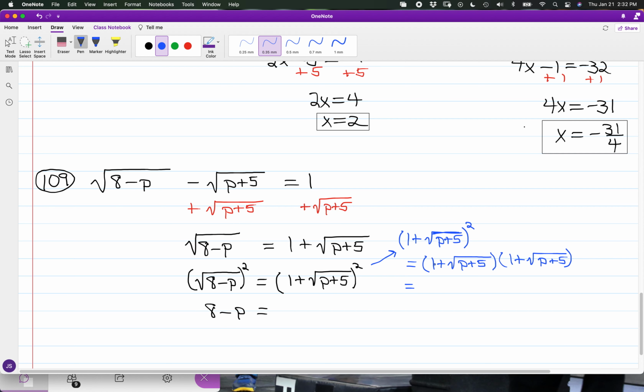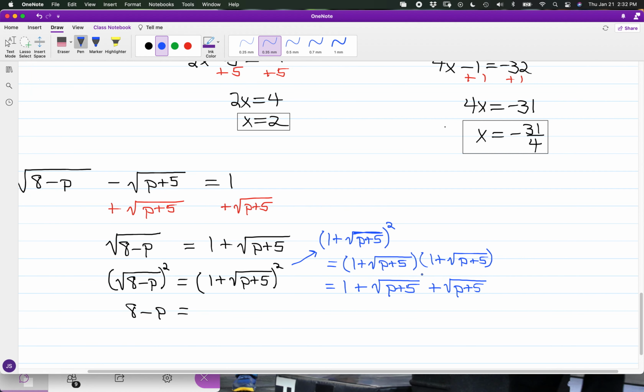Okay, so if I FOIL out, the first product we have is 1, the outside product is 1 times the square root of p plus 5. The inside product is the square root of p plus 5 times 1, so you have another square root of p plus 5. And with the last set, we have the square root of p plus 5 times itself.